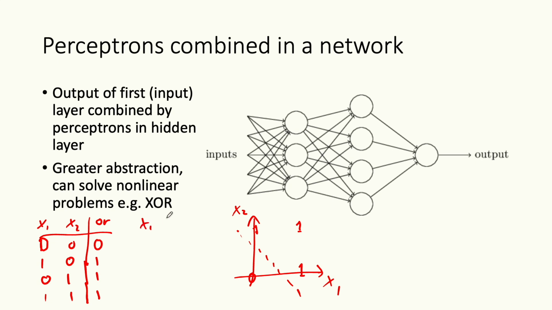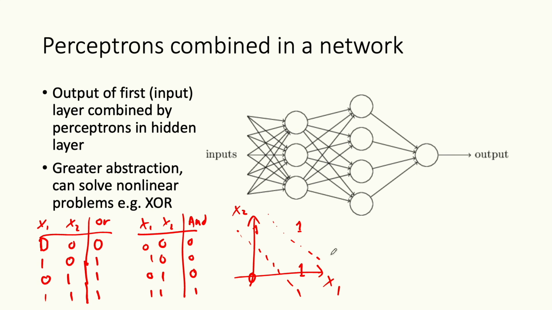So if we have x1 and x2, then AND would look like, let's say 0, 0, 1, 0, 0, 1, 1, 1, and the output would be 1, 0, 0, 0. So in that case, you would want to put your line here. Everything to the top right of that line would be 1, everything else would be 0.